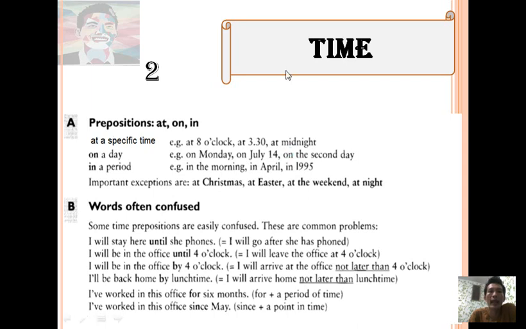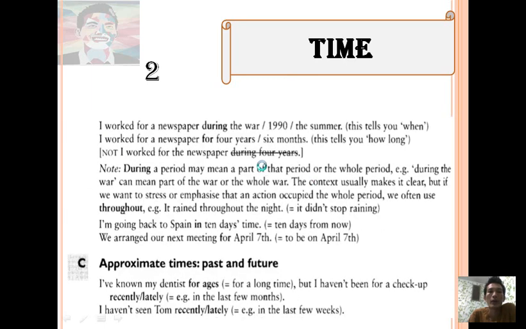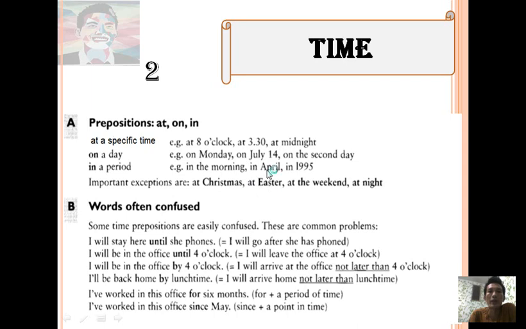But for that, we use on, as in on July the 14th. If preceded by month only and years only, followed by in. Important exceptions are at Christmas, at Easter, at the weekend, at night. It is like the exception here.